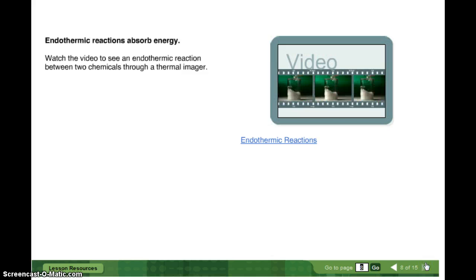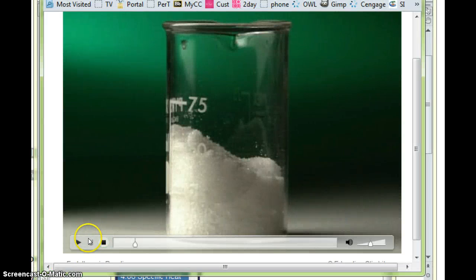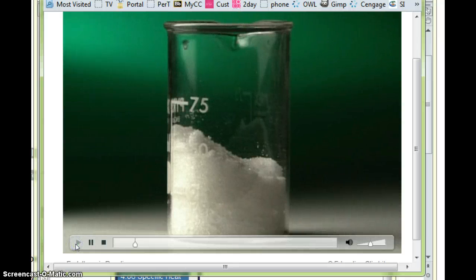All right, endothermic reactions absorb energy. So not all reactions are going to give off energy, so not all reactions are endo or exothermic, but some are.